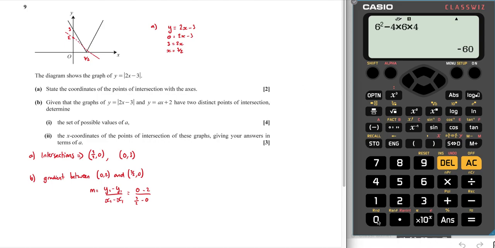Let's just double check that. I need the fraction first. 0 minus 2 over 1.5 take 0. That's minus 4/3. Okay, so that's going to be probably our lower limit. Let's see what the other versions are. Then what else are we going to have? Go back to our diagram. Let's get rid of this line again. So 2 is there, 3 is there.